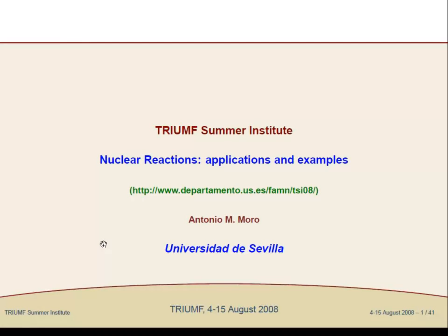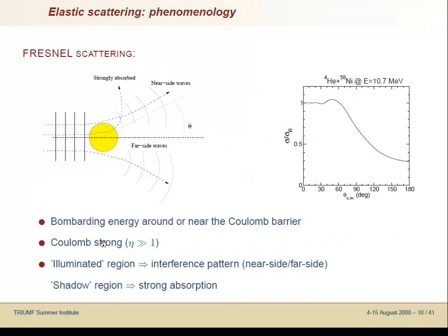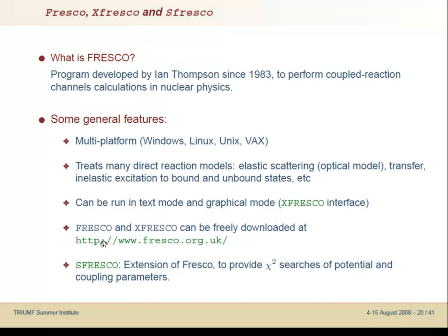So let me go directly to Fresco. Fresco is a coupled channels code, a very general, flexible code that was developed by Ian Thompson, formerly at Surrey and now at Livermore. In the opinion of those that use Fresco, as we do, it has several good advantages that make it very useful, probably also for you. It's a multi-platform code: you can use it in Linux, Windows, Mac, and all Unix systems.